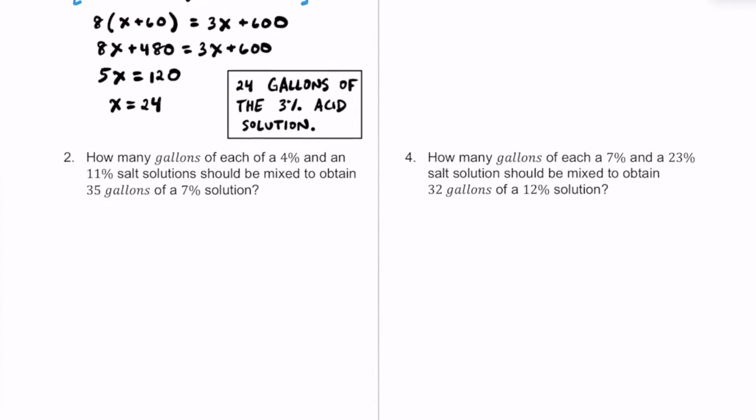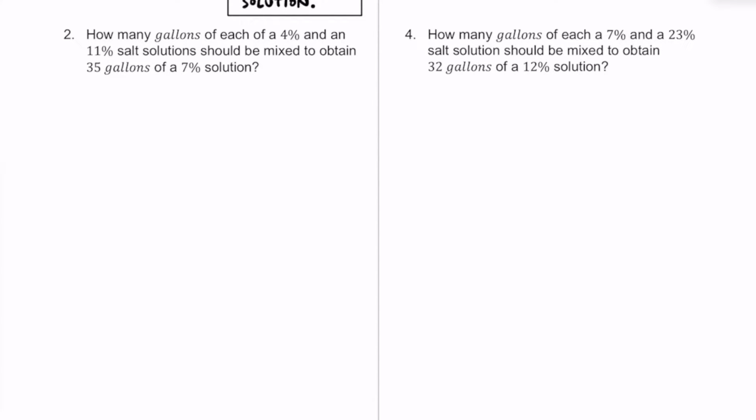All right, let's try another example together. In this example, we have how many gallons of each of a 4% and an 11% salt solution should be mixed to obtain 35 gallons of a 7% salt solution. All right, so this one is going to be slightly different, but why don't you go ahead and pause the video and see if you can set up a table.